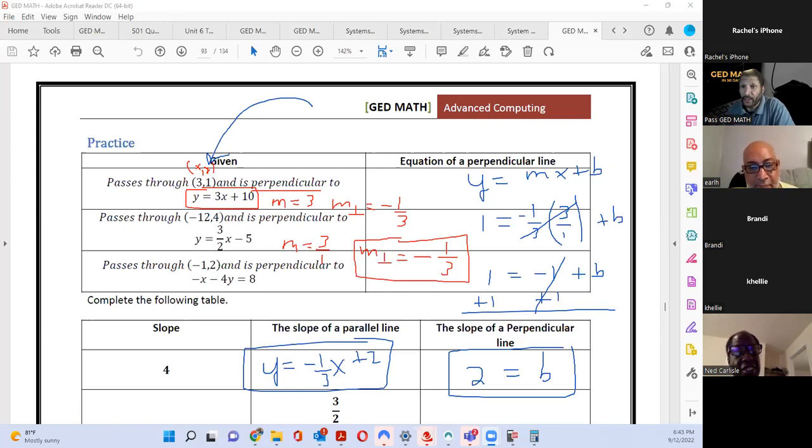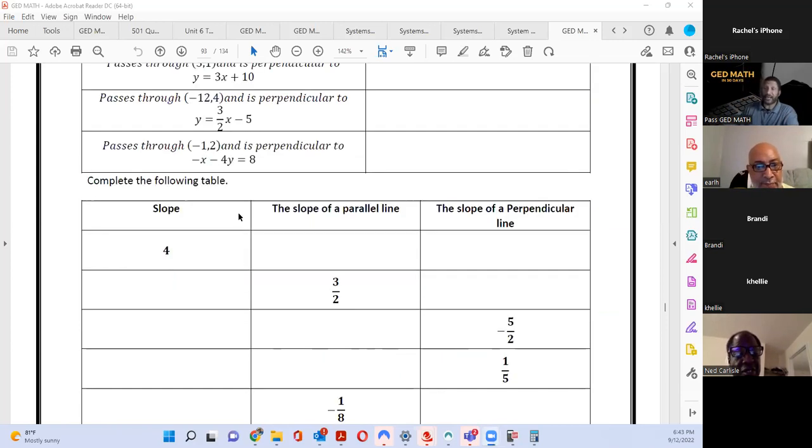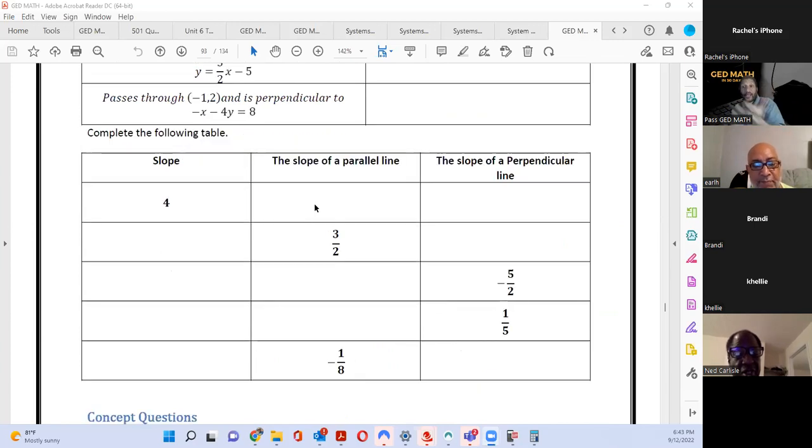All right, so this exercise is to make sure you understand how you go back and forth, depending upon what they give you. If the slope is 4, what's the slope of the parallel line? It's the same slope, 4. You should be able to answer that question instantly. If you can't, you need to go through the ebook and do these problems. Parallel lines have the same slope.